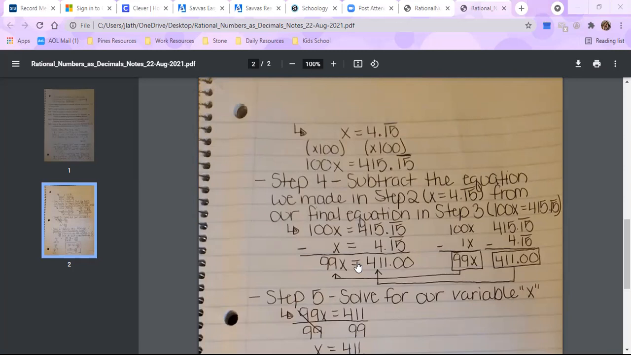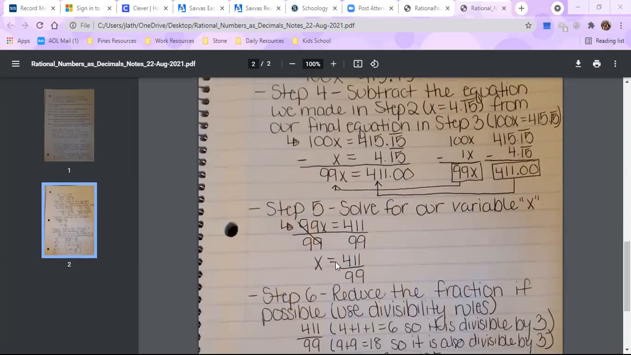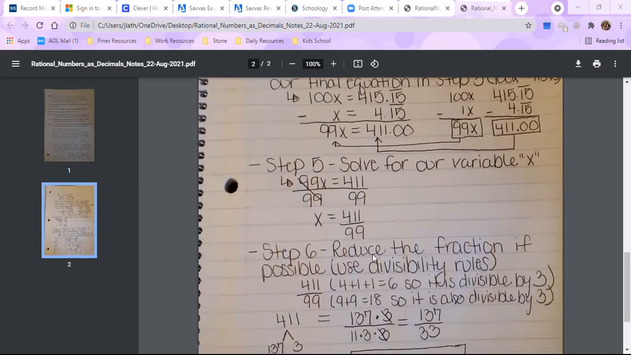We are solving for x. You need to do the opposite. So because we are multiplying 99 times x, we need to divide. The opposite of multiplication is division. So we are dividing by 99 on both sides. And you should end with this right here. X equals 411 over 99.